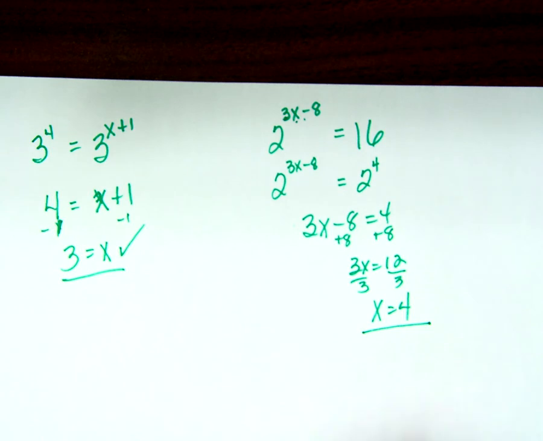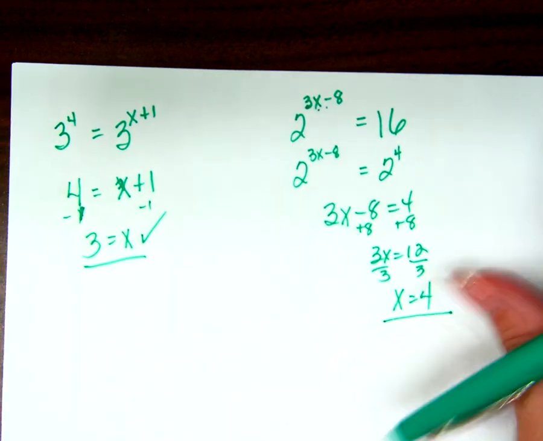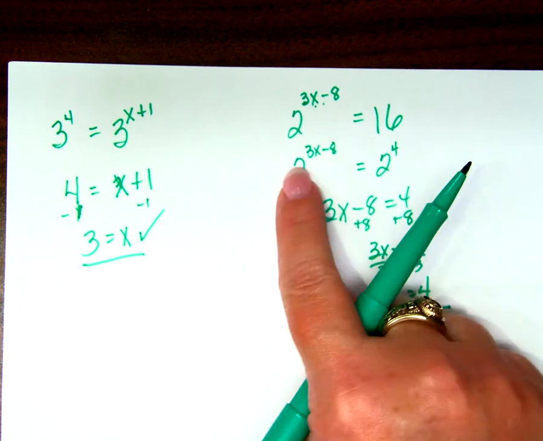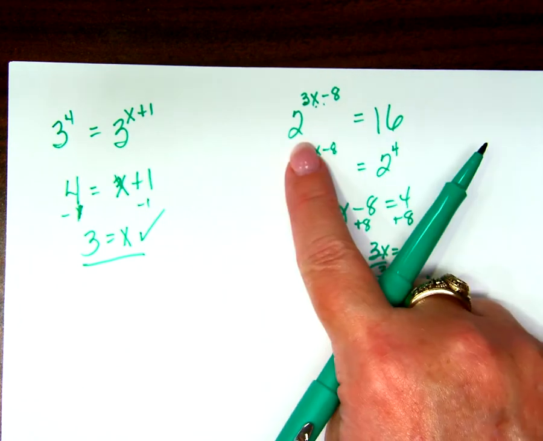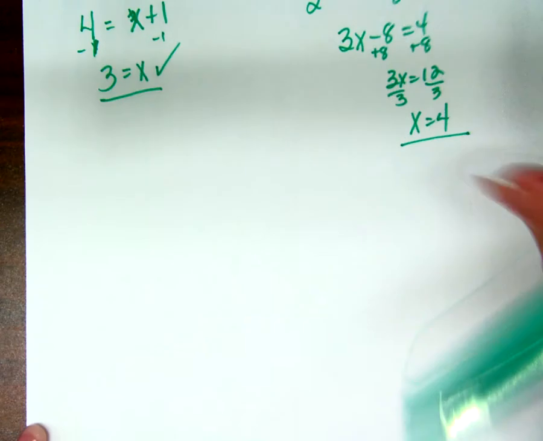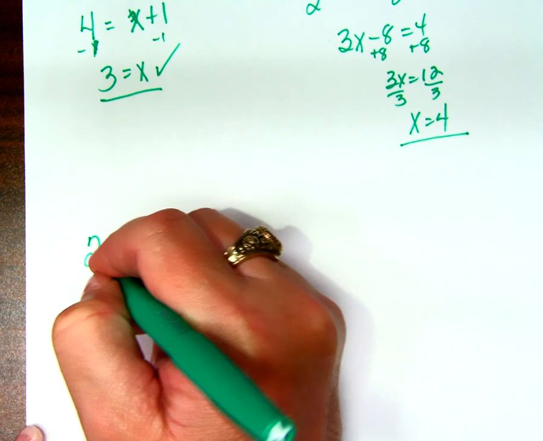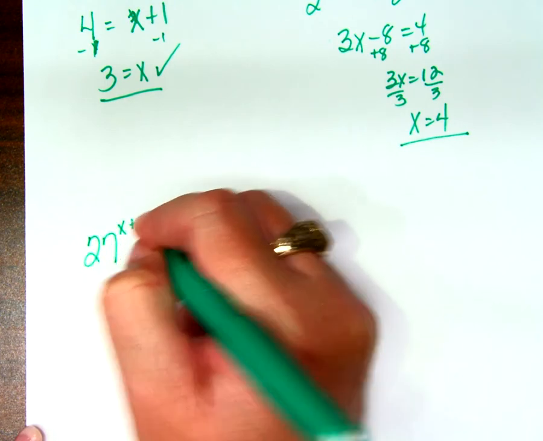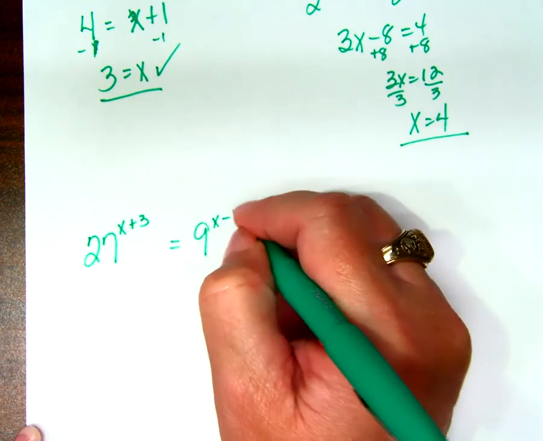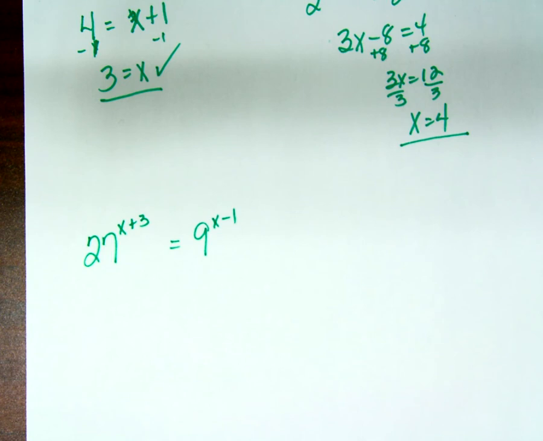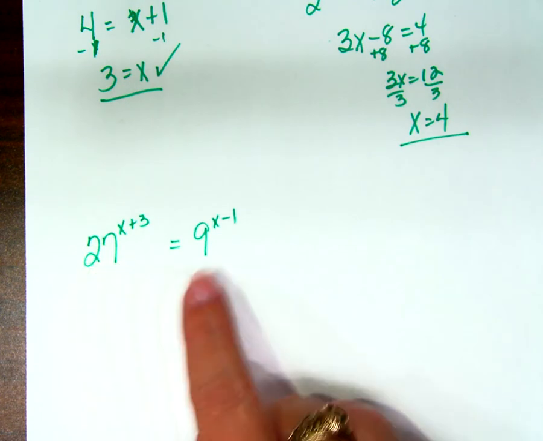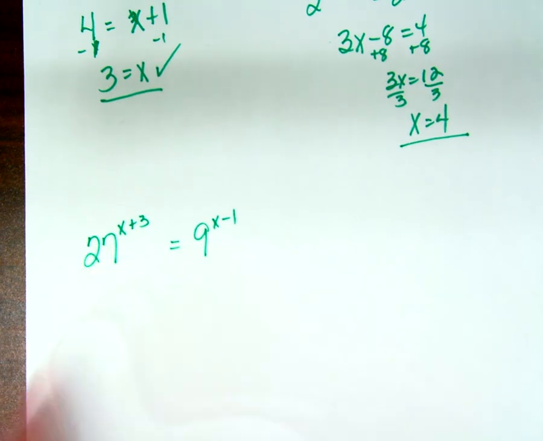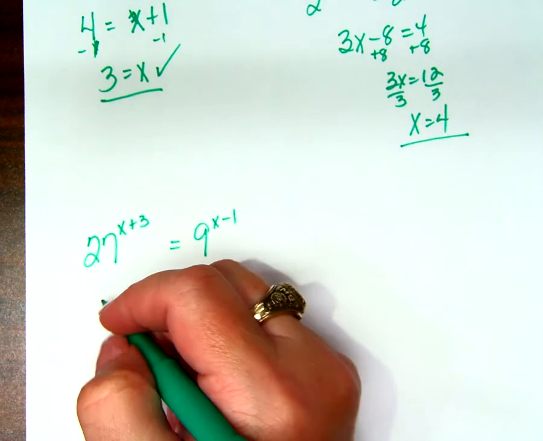Okay? Now, there are times when it's not even as easy as this, because this is already a 2 and this is a 16. Sometimes it might look like this. 27 to the x plus 3 power equals 9 to the x minus 1 power. I can't make 27 become 9, and I can't make 9 become 27. But what can I do? Make them 3s. I can make them both those bases of 3s.